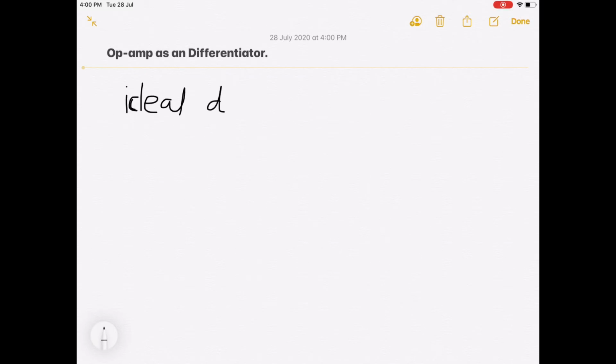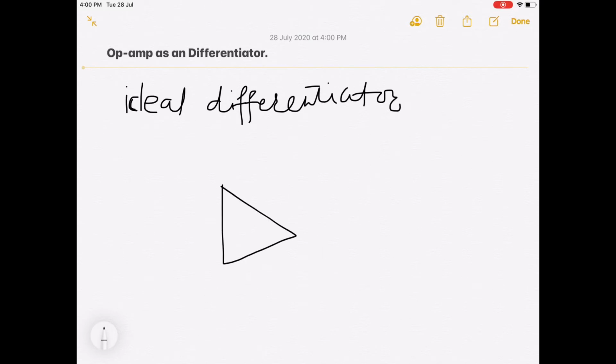Ideal differentiator. For this we have to use an op amp with one capacitor and one resistor, but the placing of that capacitor and resistor is exactly opposite to the integrator. In the integrator we placed the capacitor in feedback, but here in the differentiator we are placing the capacitor at the inverting terminal of the op amp.